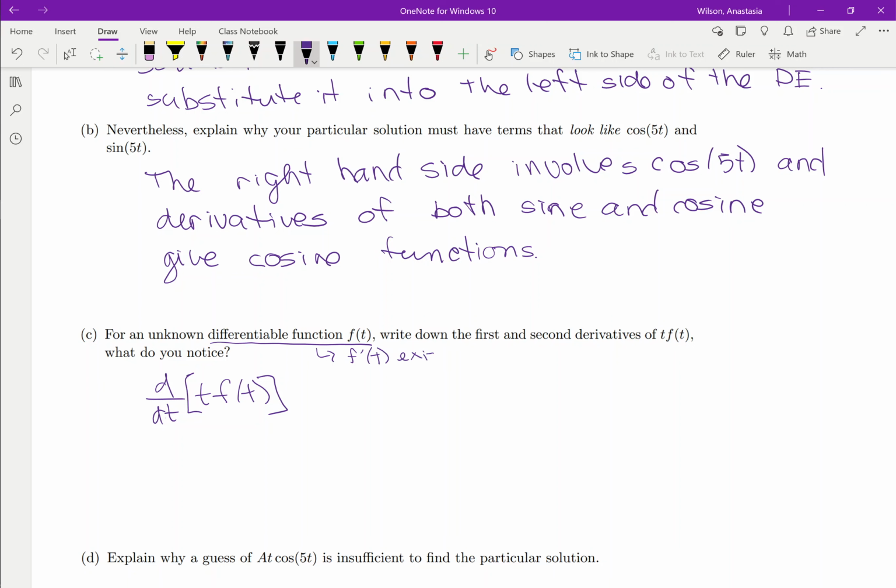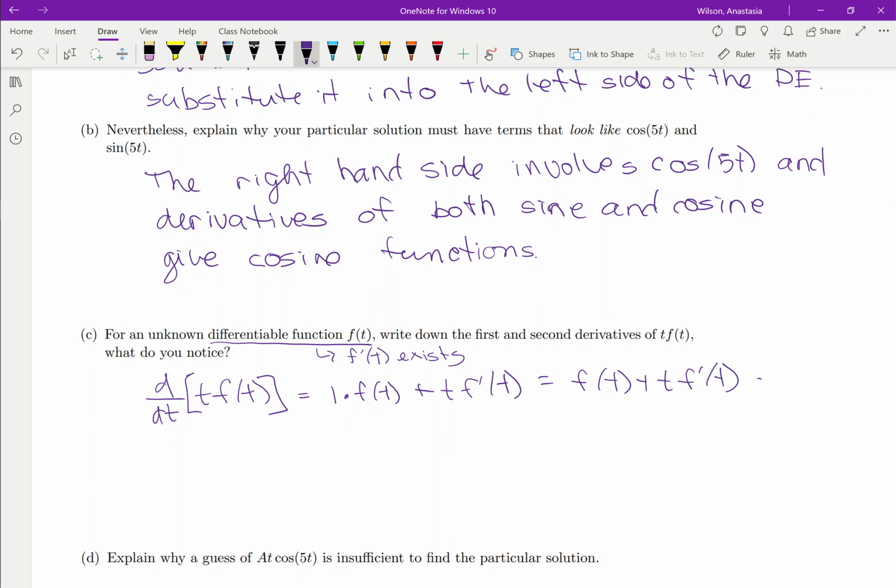so that just means that f prime of t exists. So if we're differentiating this product of functions, we can just write the derivative of f as f prime. So like I said, this is a product of functions, so we're going to have to use the product rule. Derivative of the first, which is t with respect to t, is going to be a 1 times the second f of t plus the first t times the derivative of the second, so f prime of t. So this is f of t plus t times f prime of t.